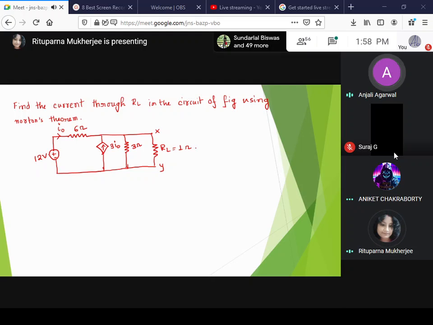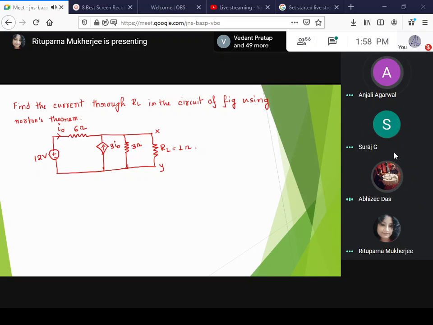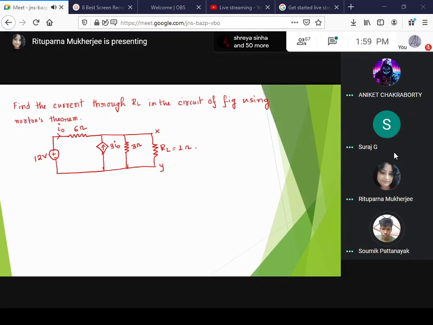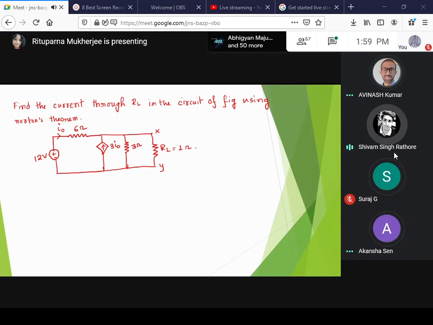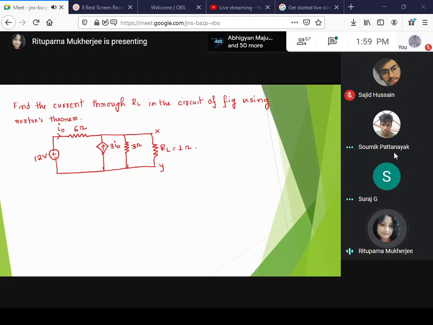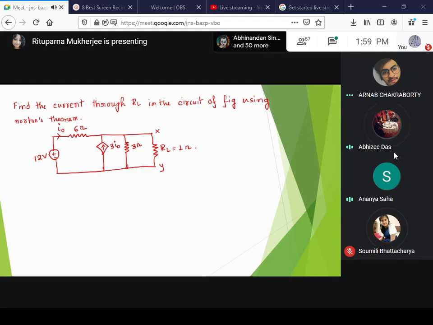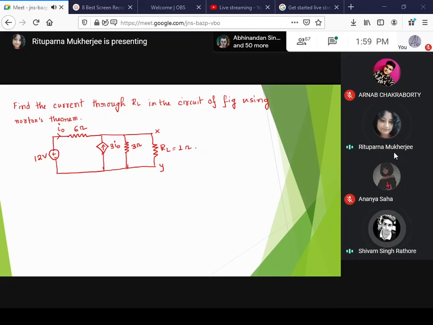Ma'am, have you started Norton's theorem in our section? You were absent in the previous class. No, ma'am, we have not started it in our section. In the previous class, I have already started Norton's theorem, right? No, ma'am, you are discussing only examples of Thevenin's theorem. Okay, in the previous class I discussed Thevenin's, then the example, sorry, okay.